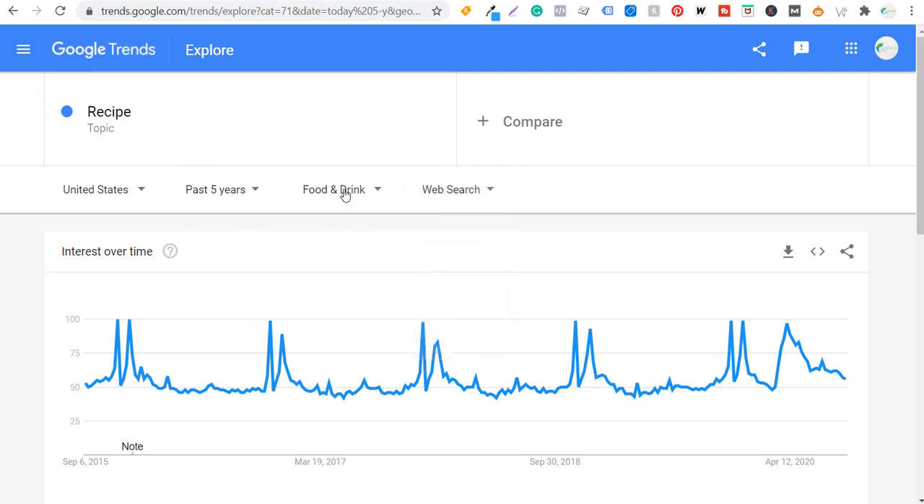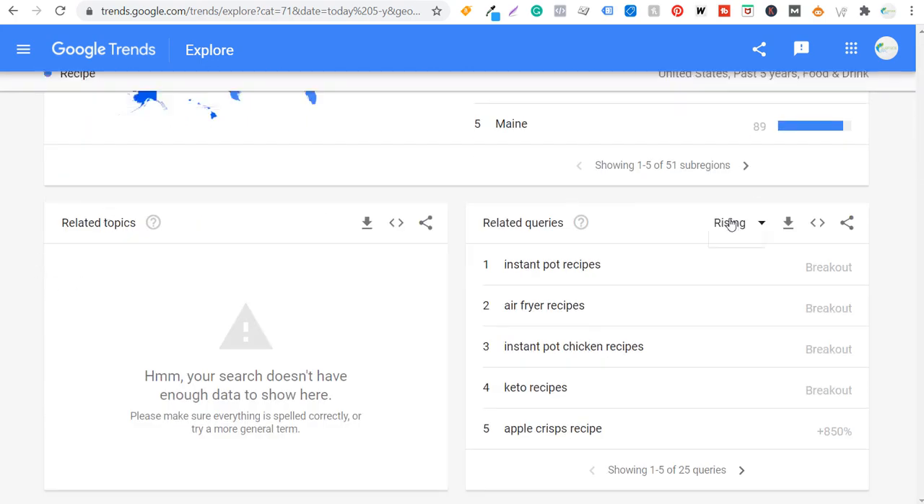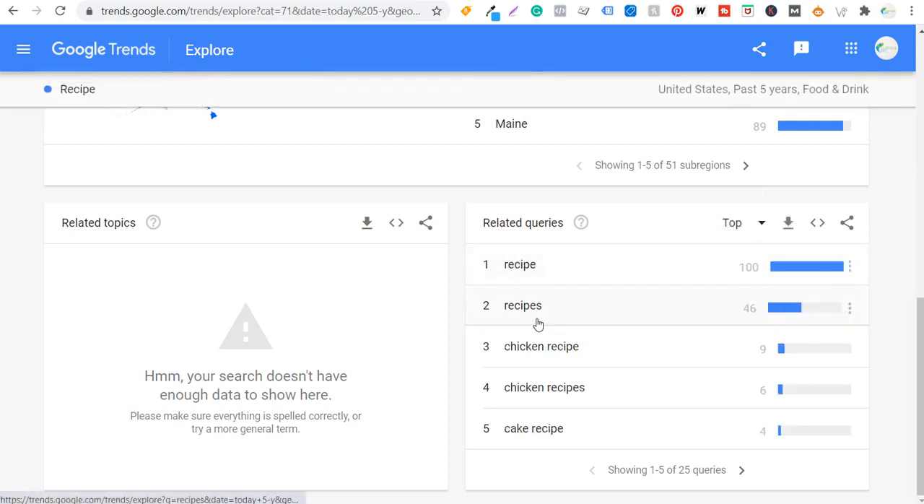So recipe, make sure we have the right category here. We're looking at the past 5 years. So we're going to scroll down again. So no related topics here, but if we look at related queries, we go to top, recipe, chicken recipe.